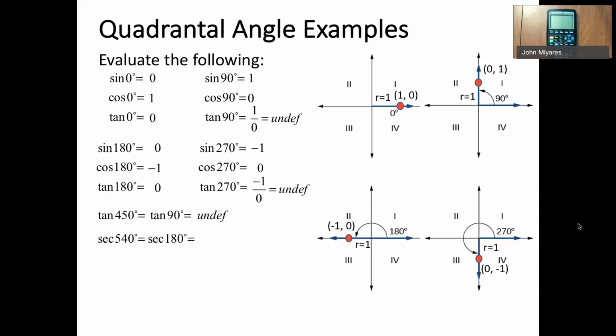Now, we need to remember that the secant is the reciprocal of the cosine. So what we will need to do here is take the reciprocal of the cosine of 180 degrees. Since the cosine of 180 degrees is -1, then the secant of 180 degrees will also be -1.